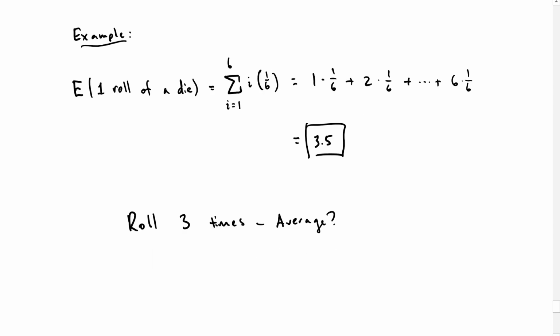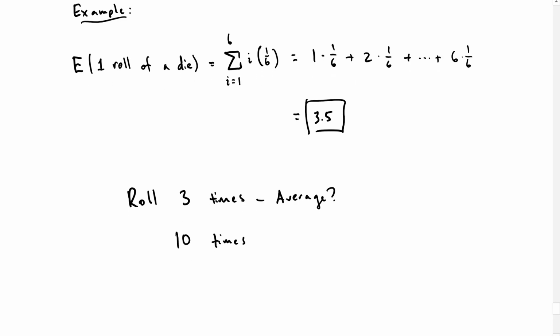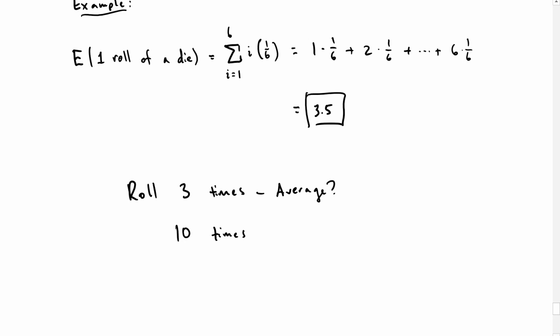That could be any number of things. It's possible we could roll all ones: 1, 1, 1, an average of 1. But if we roll it 10 times, we're probably going to start getting a few of the different numbers because they each have equal probability.